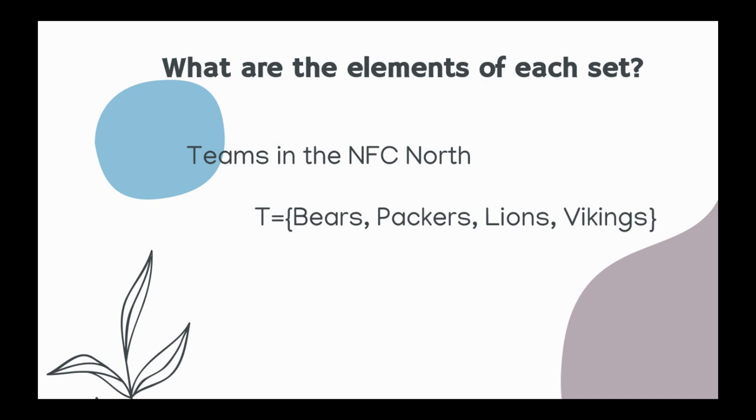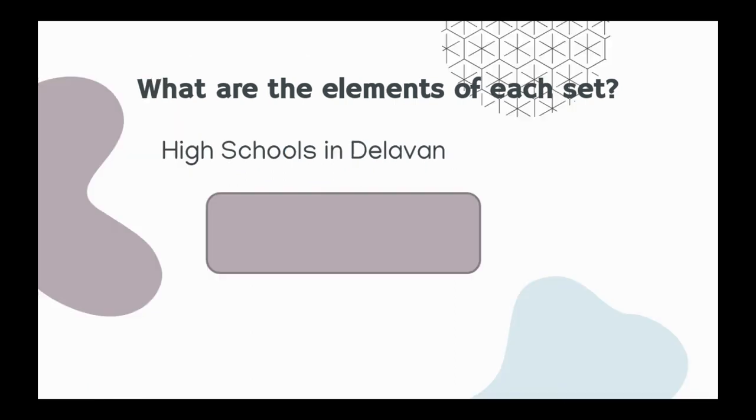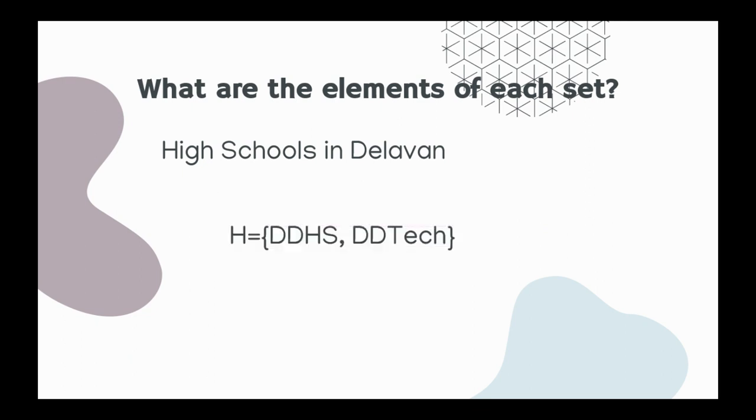Because those four teams are the set of NFC North, but they're also contained in the teams of the NFC and even larger, the NFL. All right, high schools in Delavan. The elements of this set would be DDHS and DD Tech. There are two high schools in Delavan, so we are going to list both of them as elements of the set of H being high schools.